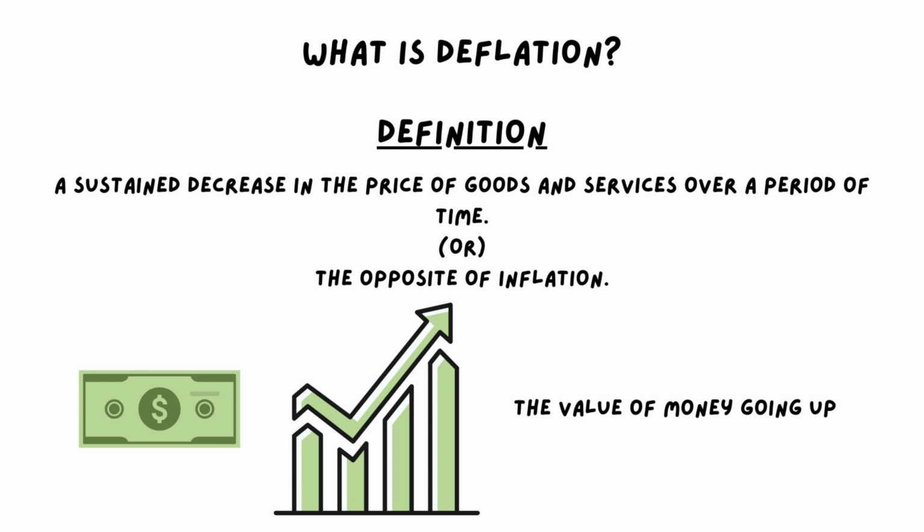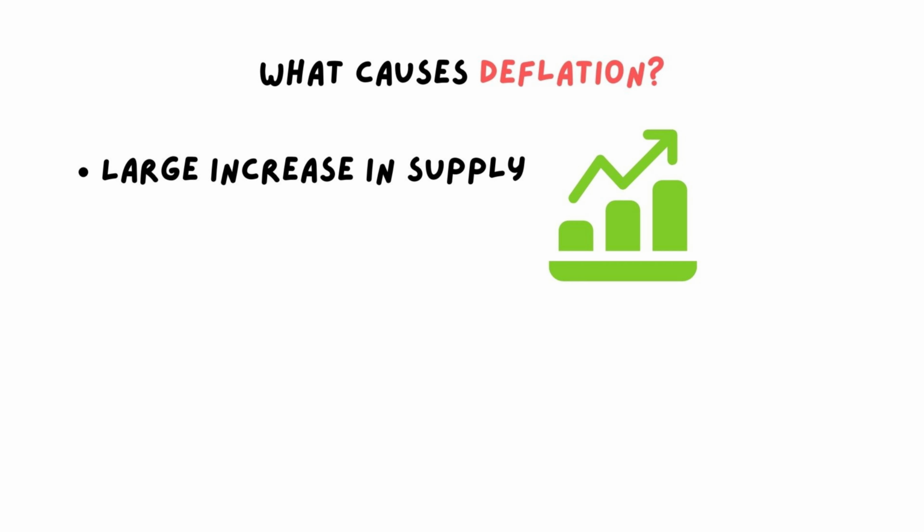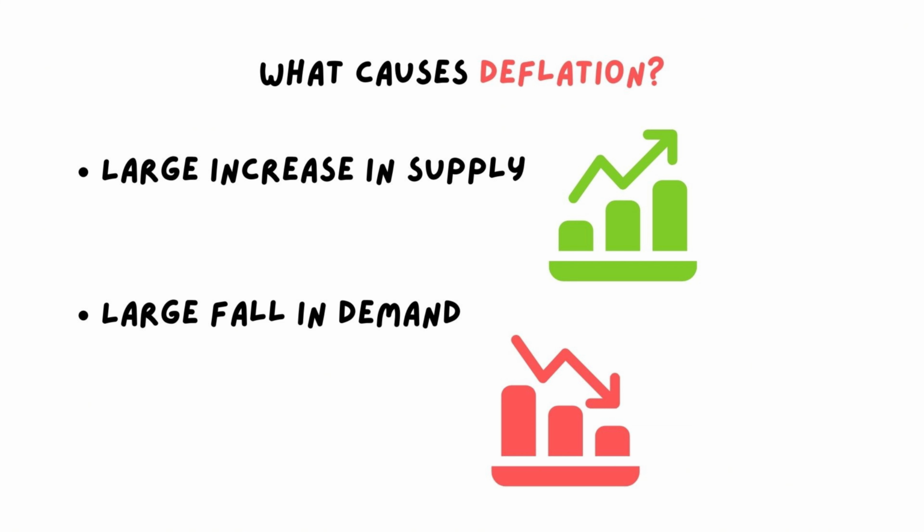What causes deflation? The causes, while they can be many, aren't super clear. But what we do know is a large increase in supply or a large fall off in demand can cause deflation. If the supply-demand equation becomes unbalanced, we can see deflation as a direct result.